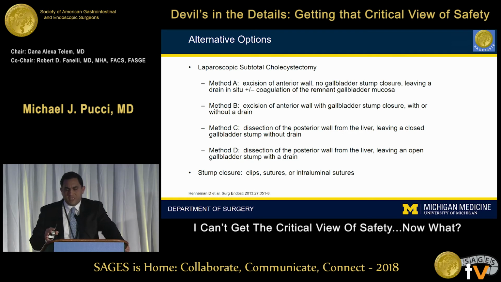This review is a little bit of a mixed picture because in the stump closure, what they referred to as stump closure actually also included intraluminal closure of the cystic duct orifice, which actually would be the fenestrating subtype.